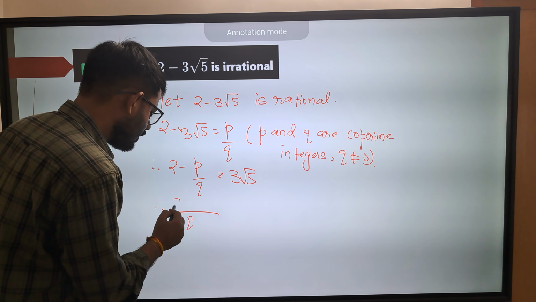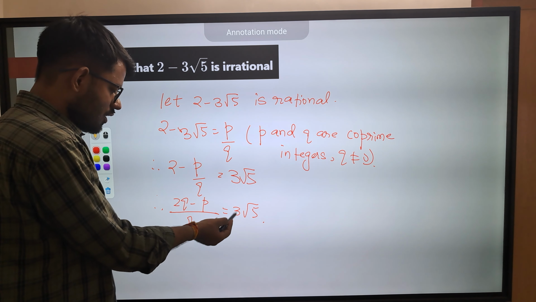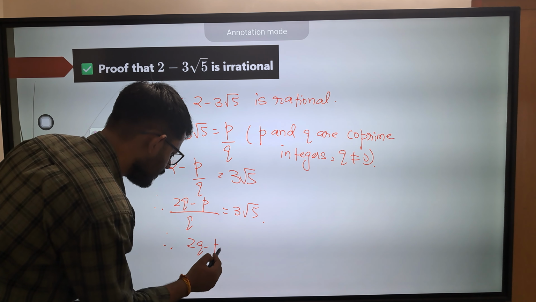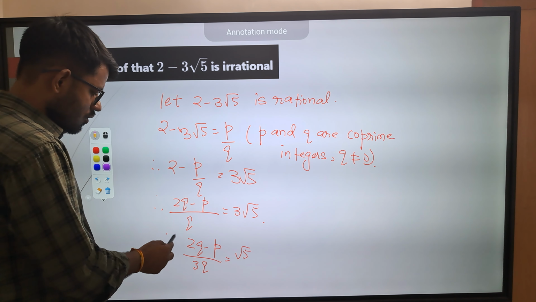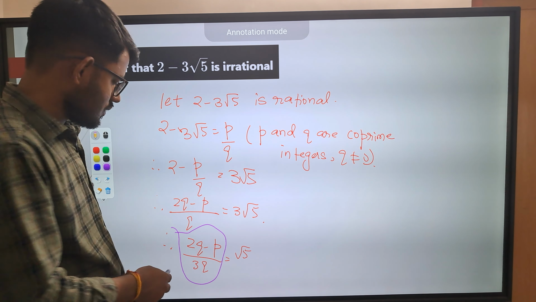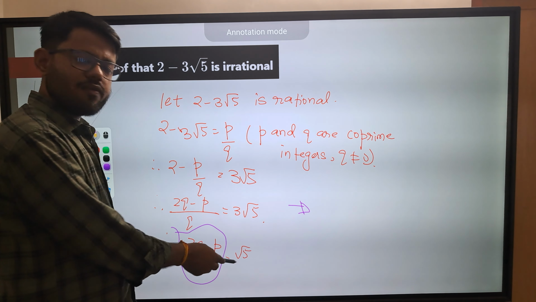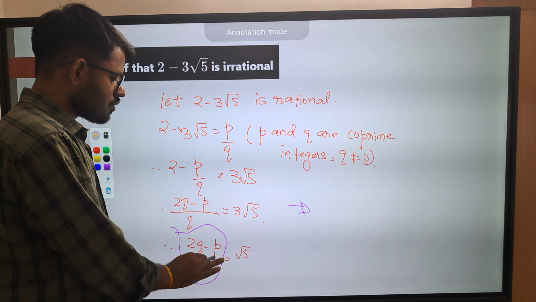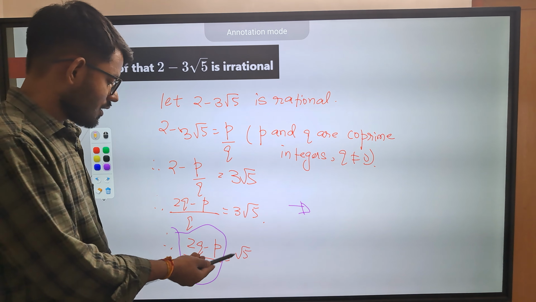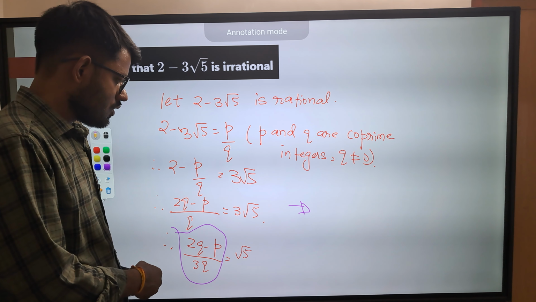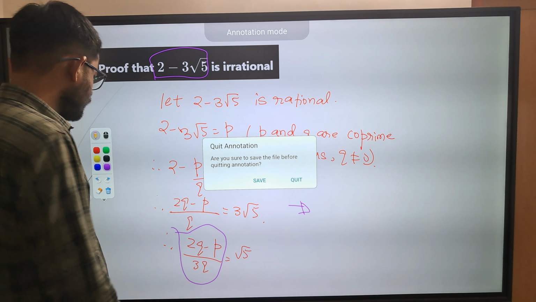Take LCM. It will be 2q minus p is equal to 3 root 5. Now we can put 3 in the LHS, so it will become 2q minus p upon 3 will come in the denominator is equal to root 5. Again what we need to write now? 2q minus p by 3q. This is rational since p, q, 2 and 3 are integers. This will be the first statement. Second statement will be but root 5 is an irrational number, and in the last we need to write so this is a contradiction, hence our assumption is wrong, because in the LHS we are having rational number and in the RHS we are having irrational number. So this is a contradiction, hence our assumption is wrong. Therefore we will say that 2 minus 3 root 5 is an irrational number. Now let's move to the next question.